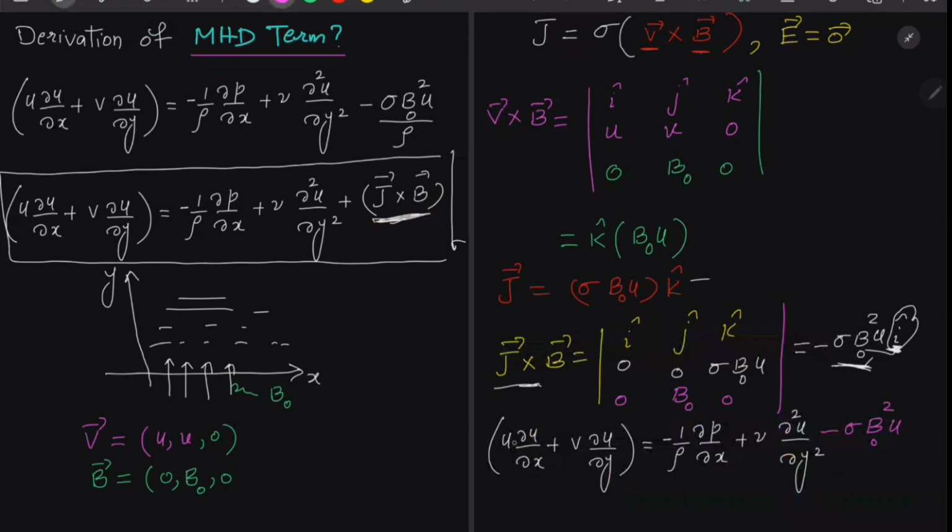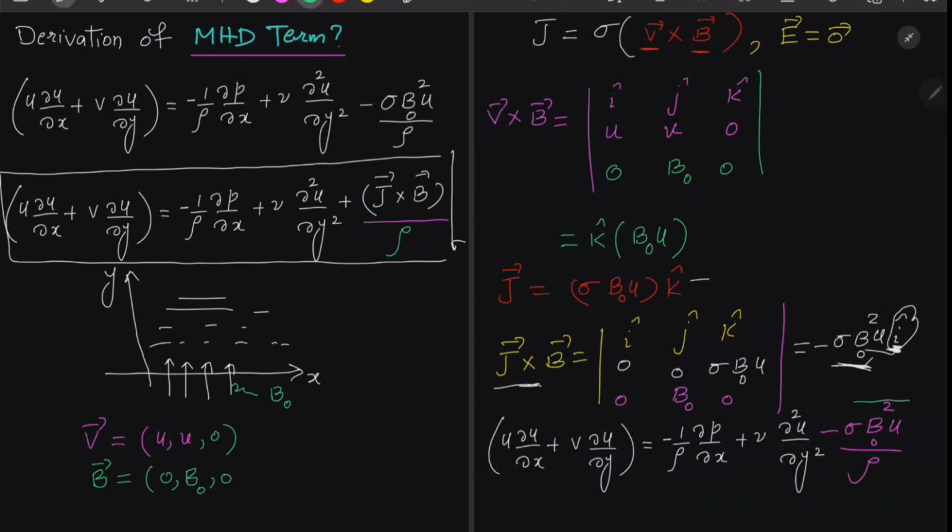So that's the term we have. I'm sorry, there should be a division. So minus sigma B naught square u divided by rho, since I already divided this whole equation by rho. This was one minor error which I corrected now. So there should be a rho division on the right hand side. This is the term which is called the Lorentz force.